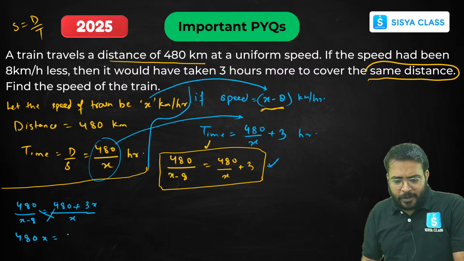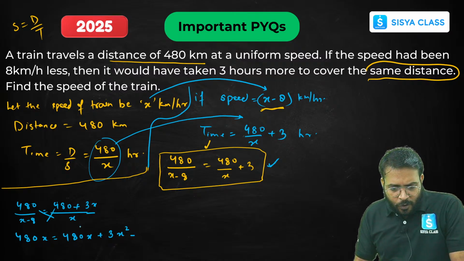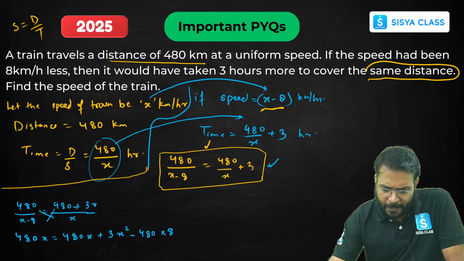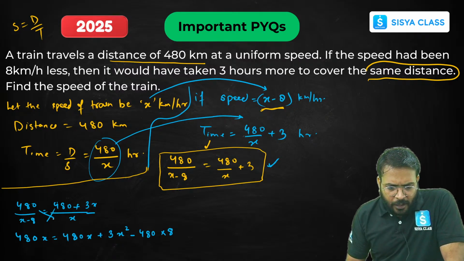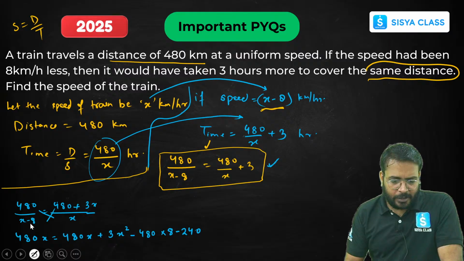Yes. With x, when you multiply, you will get 480x. x into 3x, you will get 3x square, minus 8 into 480. So I am just writing it as it is. 480 into minus 8. Okay, 4 into 8. Now minus 24, minus 24x. This is 24x.